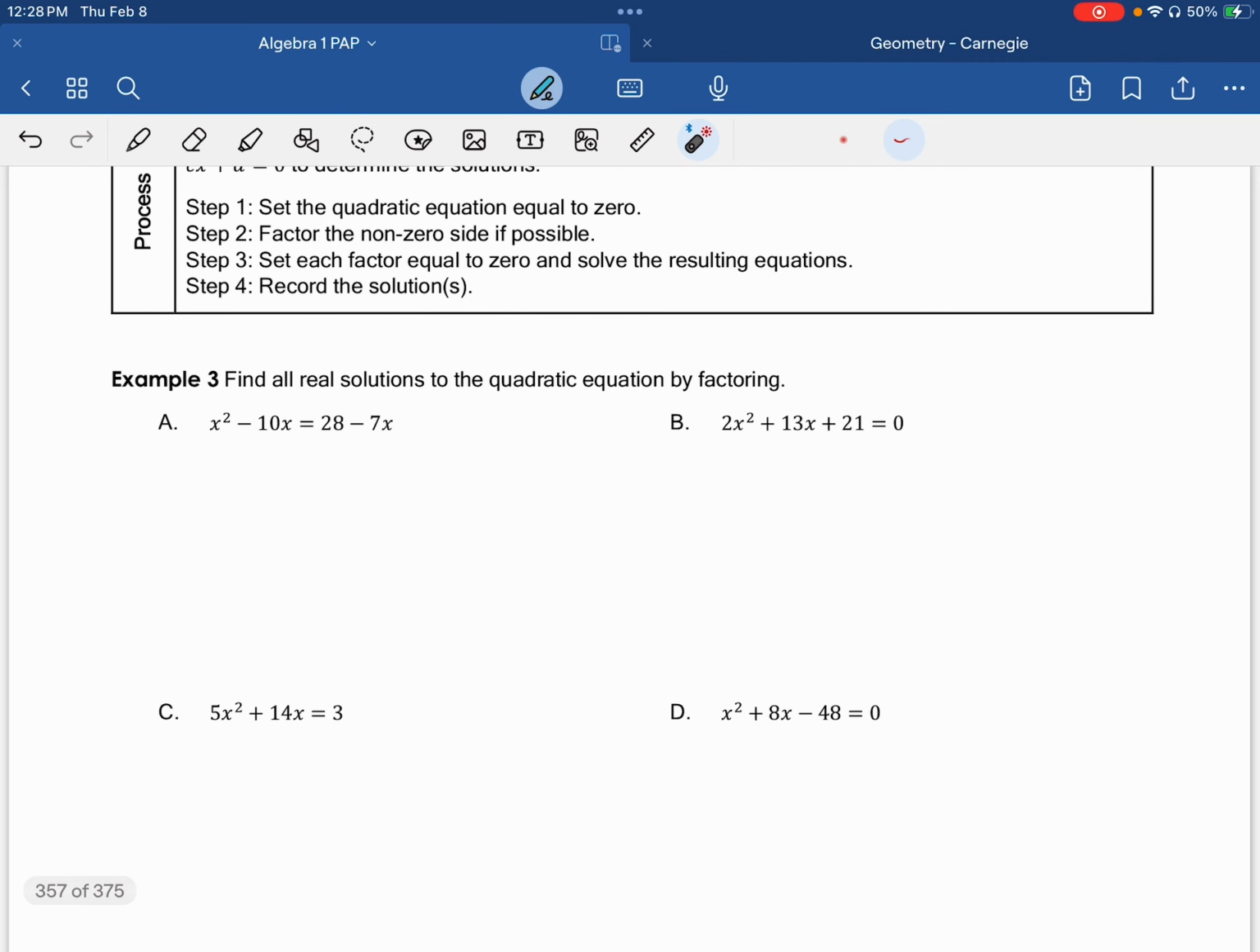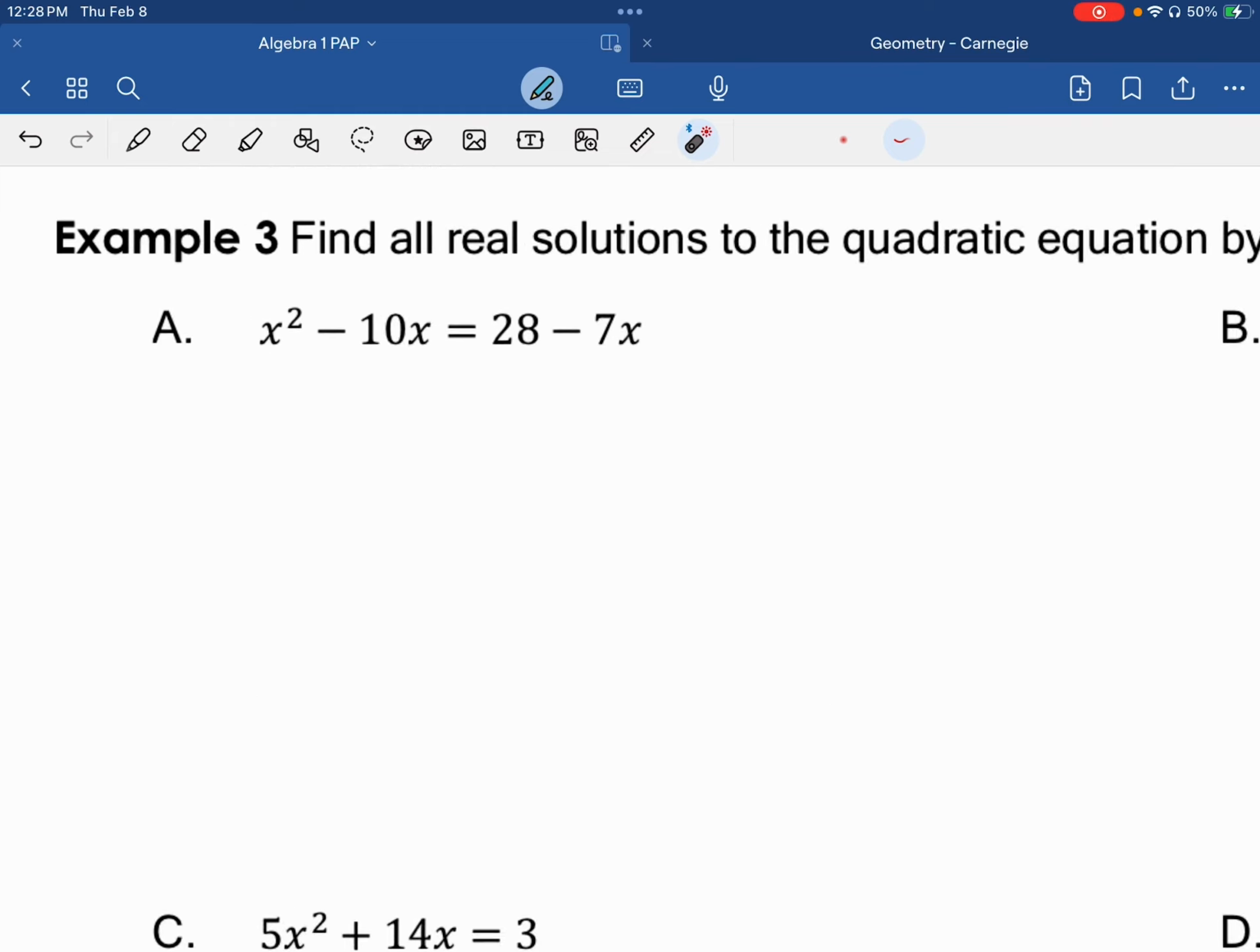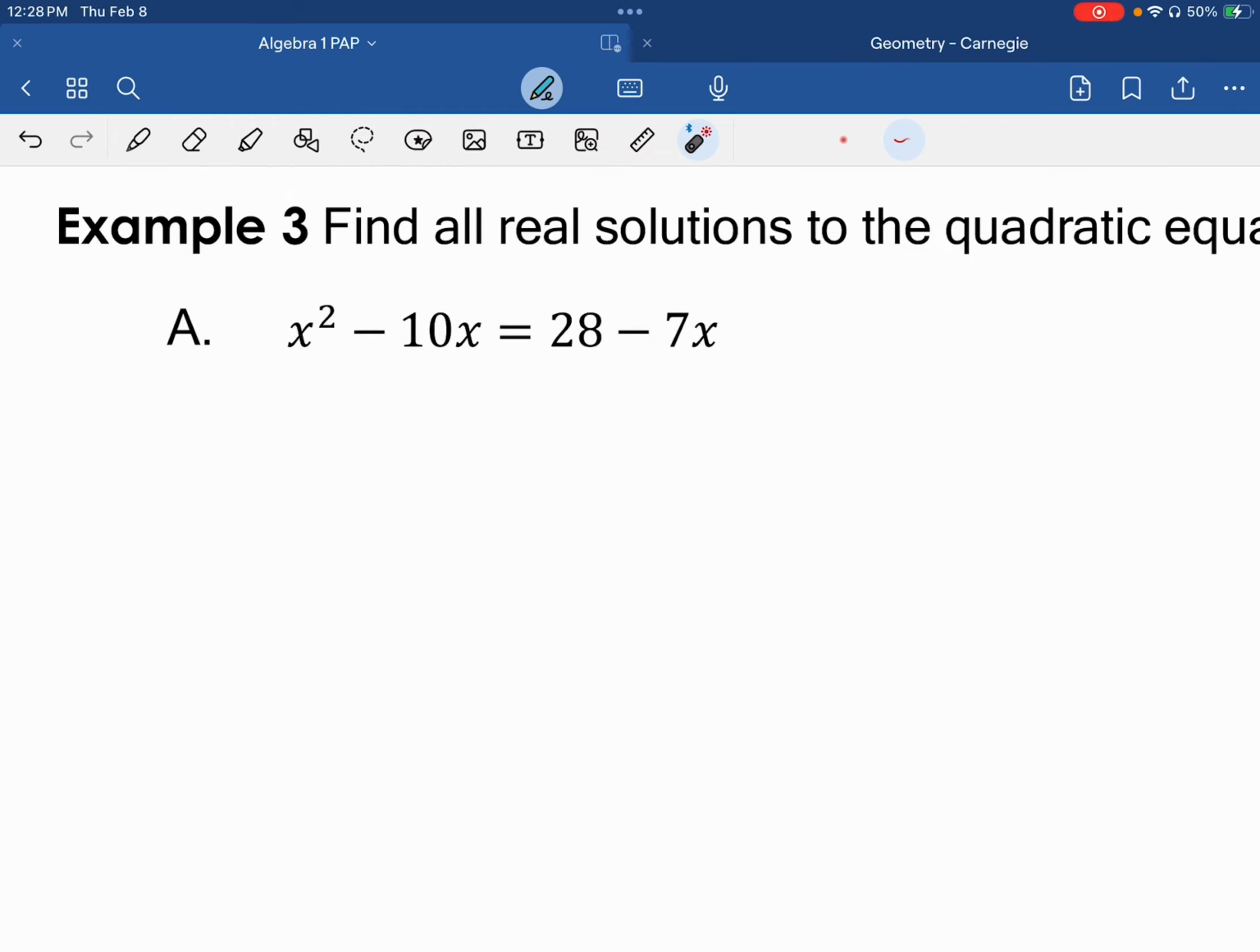All right, so we're going to go ahead here in example 3, and we are going to find the solutions to our quadratic equation by factoring. Let me go ahead and zoom in here on question A. So the first thing you're going to want to do is draw your line to see if you are equal to 0. We are not.